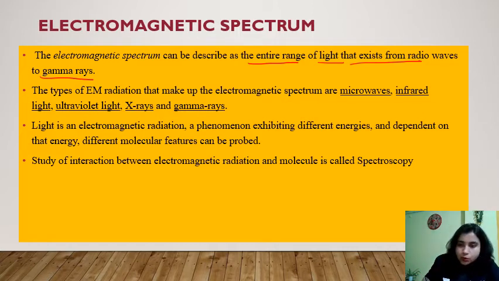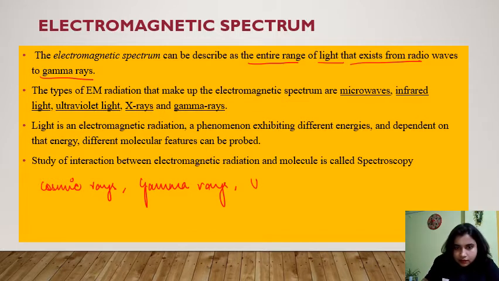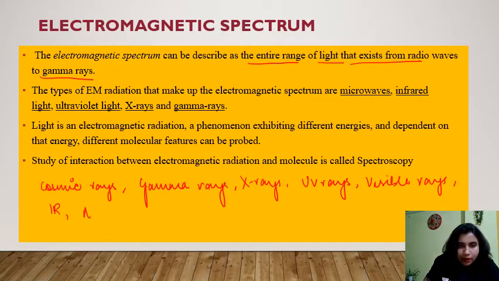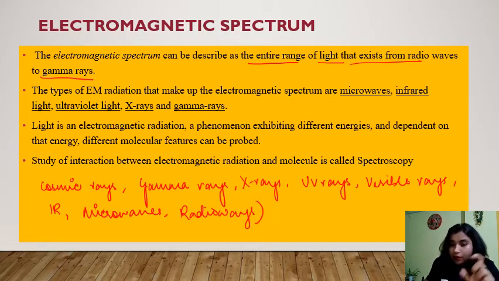So what does it include? The electromagnetic spectrum includes cosmic rays, gamma rays, X-rays, UV rays, visible rays, infrared rays, microwaves, and radio waves.